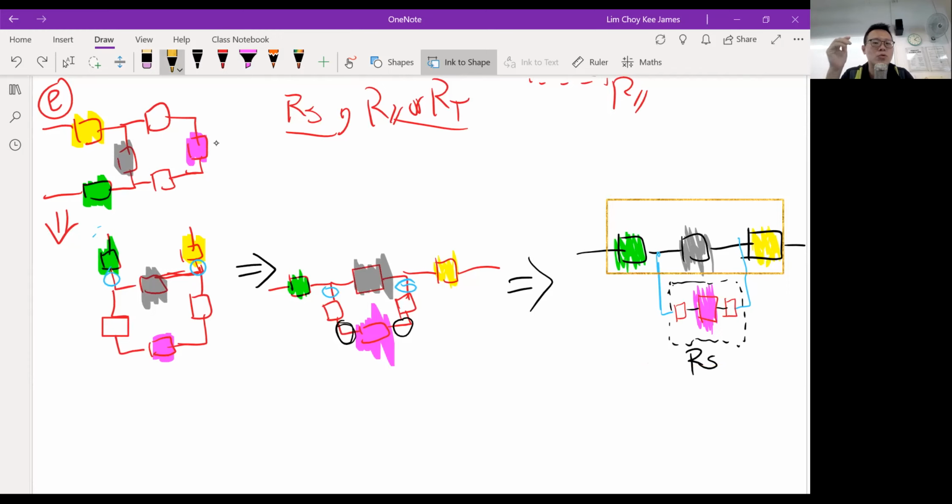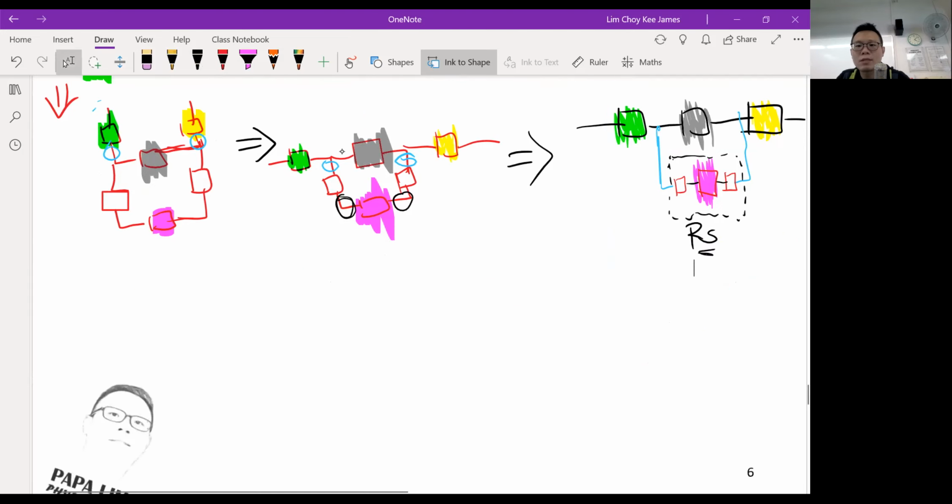So you will move on to another arrangement, another set, which is the black one. That's why I know this is R series here. So you sum this guy. Once you sum RS, you can transform the circuit again.